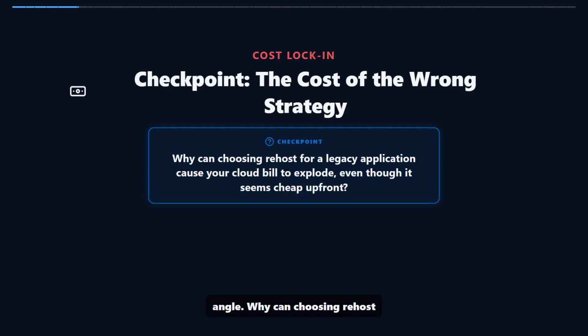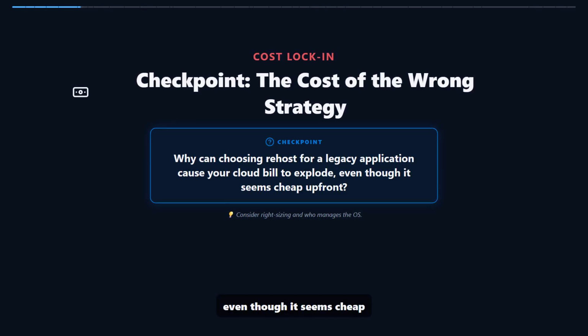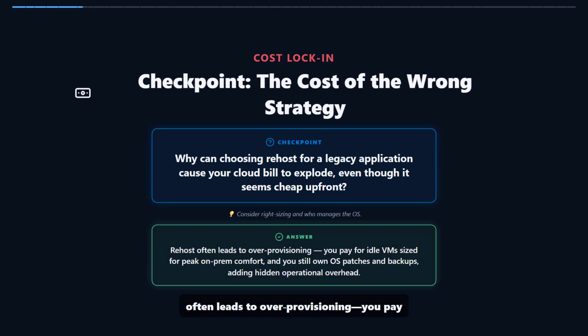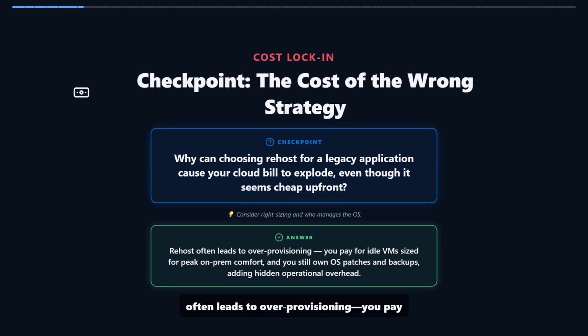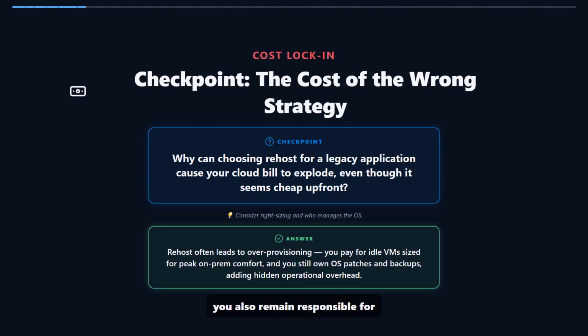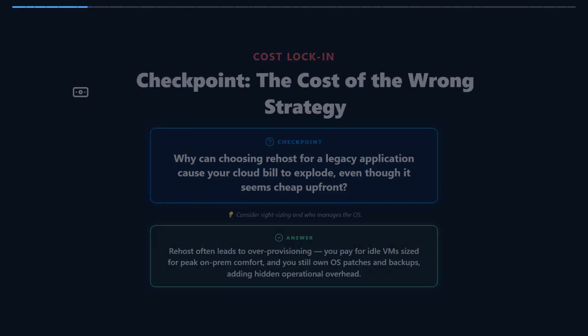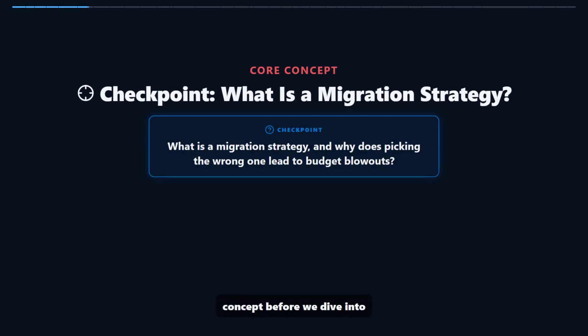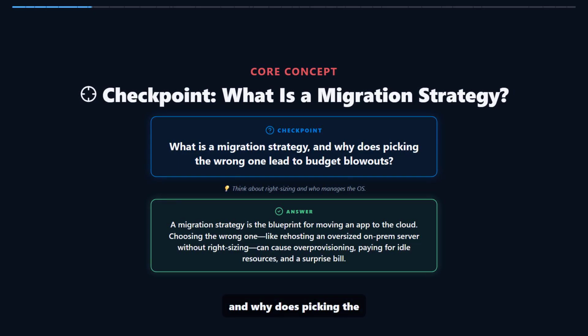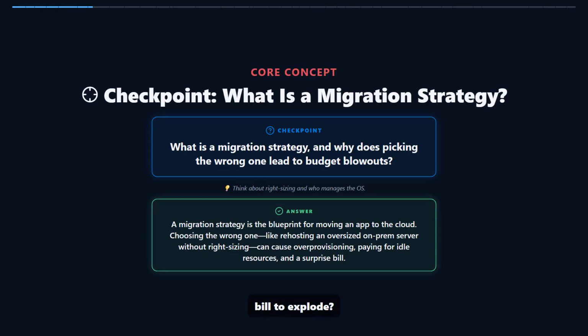Why can choosing Rehost for a legacy app cause your cloud bill to explode, even though it seems cheap up front? Pause. It's because Rehost often leads to over-provisioning. You pay for idle VMs that are sized for peak comfort, while you also remain responsible for OS patches and backups, adding operational overhead. Let's lock in the core concept before we dive into the specific strategies. Recall, what exactly is a migration strategy, and why does picking the wrong one cause your cloud bill to explode?